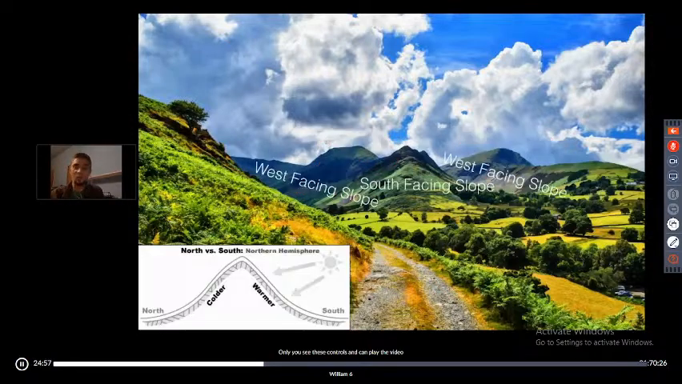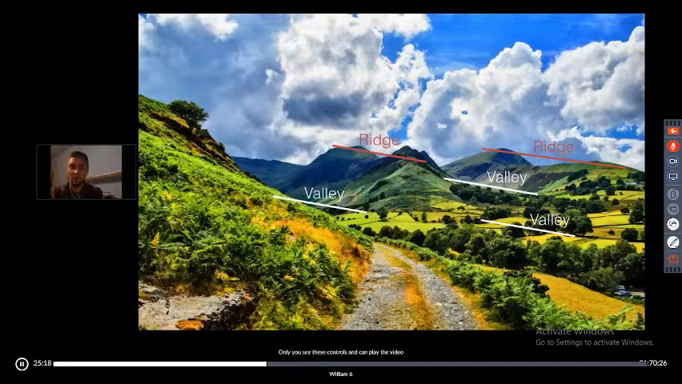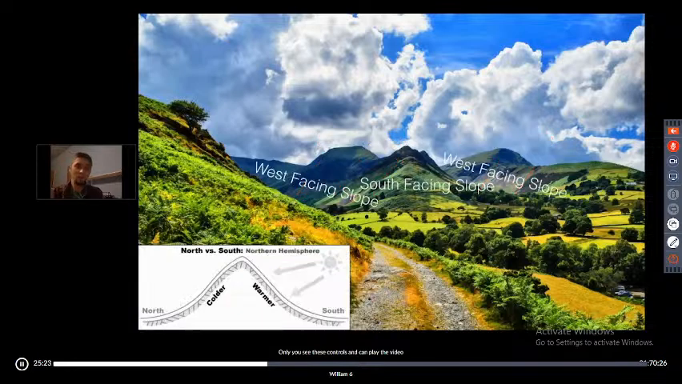And then also I would be looking at where my slopes are facing. West facing slopes, south facing slopes, and east facing. Where are they? How are they positioned in aspect to the sun? So those three things: where are the ridges, where are the valleys, where are the steep slopes, where are the gentle slopes, and west facing, south facing, east facing slopes. So I understand how your terrain is oriented also in space.